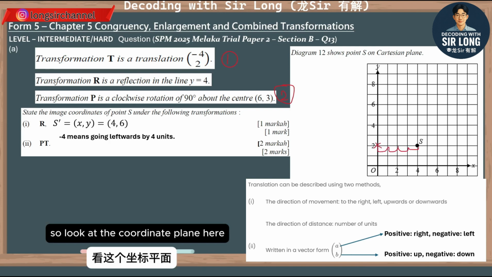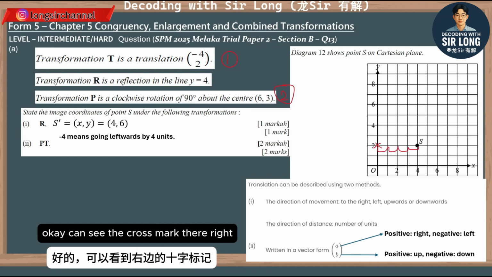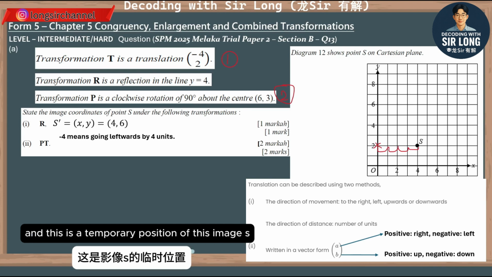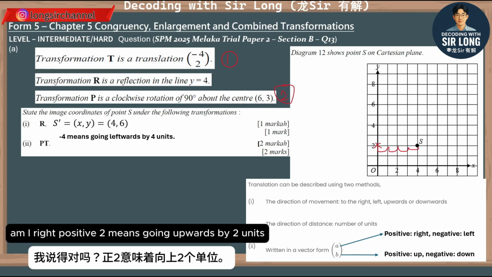So look at the Cartesian plane here. This is how I move the object S. Okay, you can see the cross mark there, right? And this is the temporary position of this image S. Then of course, we have to move it vertically, am I right? +2 means going upwards by 2 units.